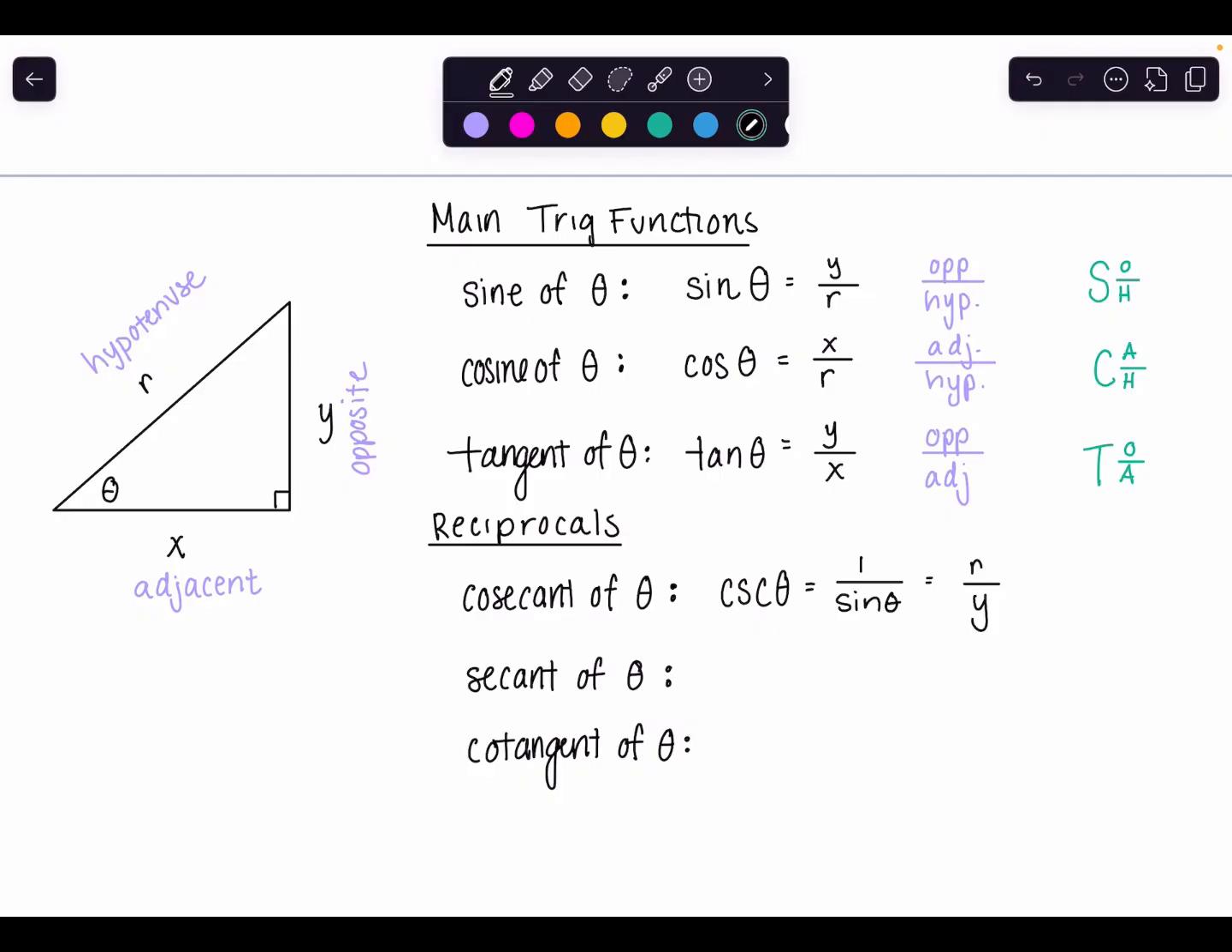Secant is going to correspond to cosine. So this is denoted with SEC of theta. It is the flip of cosine. So this is r over x. And cotangent is denoted with COT, which is the reciprocal of tangent of theta. So this is x over y instead. Okay.